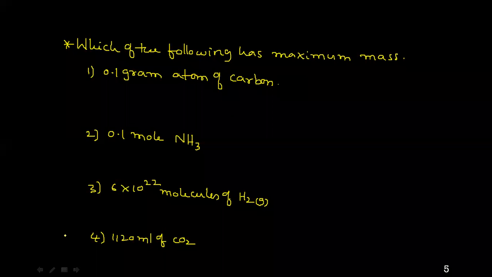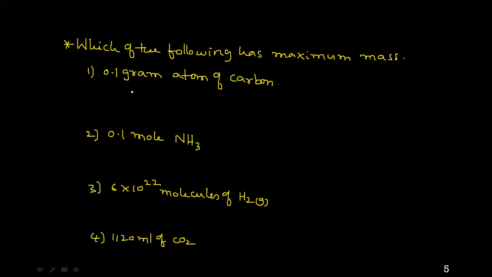Which of the following has maximum mass? First one is 0.1 gram atom of carbon. So we need the mass. So how to get the mass? Mass is nothing but number of gram atoms into atomic mass.